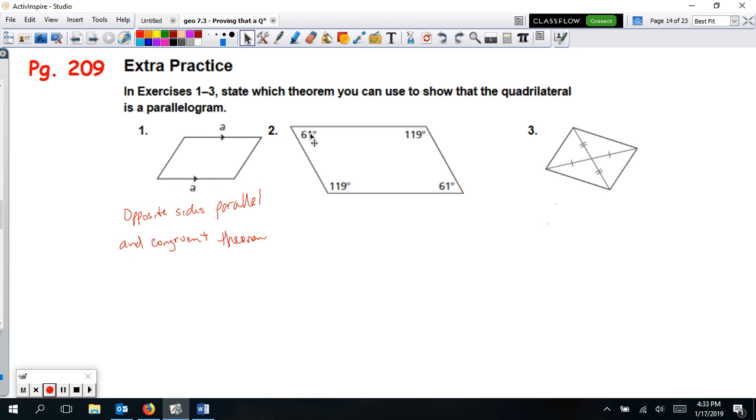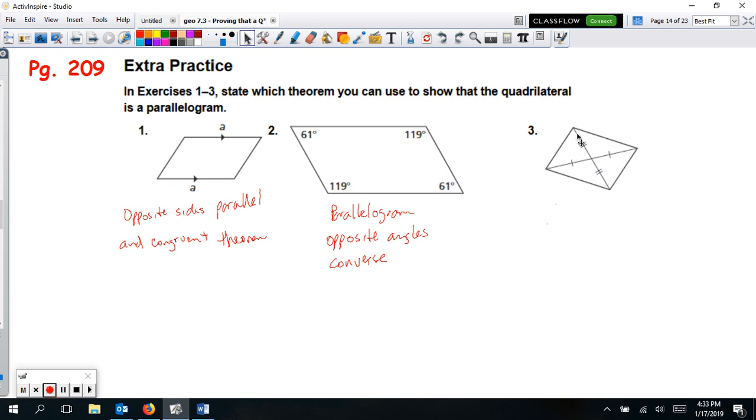Number two, on this one they're showing us the angles, and both pairs of opposite angles are congruent. These are 19, these are 61. So that's the parallelogram opposite angles converse. So we do have one for sides, but this is one for angles.